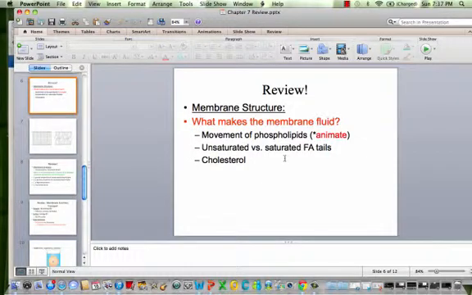Another aspect of membrane structure that is important is the idea of the saturation or the unsaturation, as it might be, of those fatty acid tails of the phospholipids. And then also cholesterol plays a major role in your membrane. Cholesterol gets a really bad rap, but cholesterol is absolutely vital for life, absolutely vital. Now, when it gets out of control or you have too much circulating in your blood, it can get you into trouble. But again, cholesterol is absolutely essential and vital for life, and it does play a major role in membrane structure. So let's take a look.